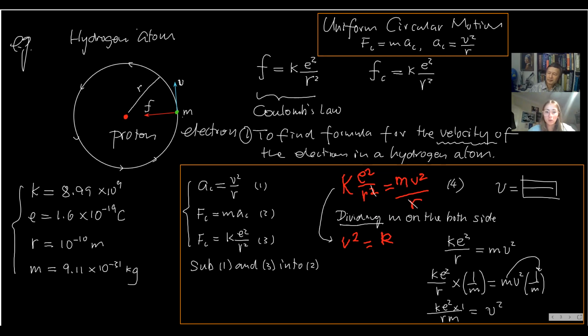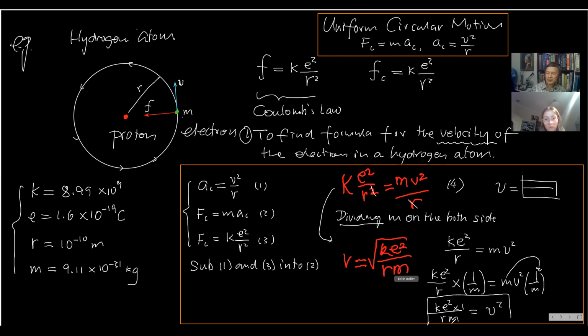So v would be equal to... You just swap this formula. Can you see? We just swap this formula. Finally, you can use the square root to get rid of the square terms. That's right. That is the formula.